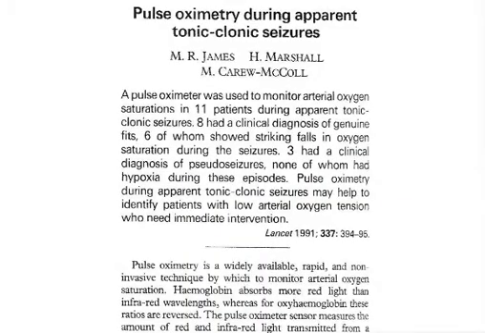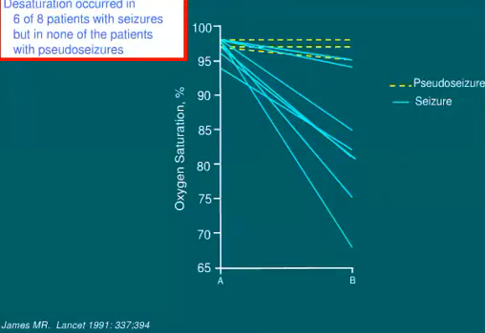These investigators looked to see, is it helpful to monitor patients with seizures? Here you see the oxygen saturation in patients with seizures and in those with pseudo-seizures. And what they found is that desaturation occurred in 6 to 8 of the patients with seizures, whereas it occurred in none of the patients with pseudo-seizures.